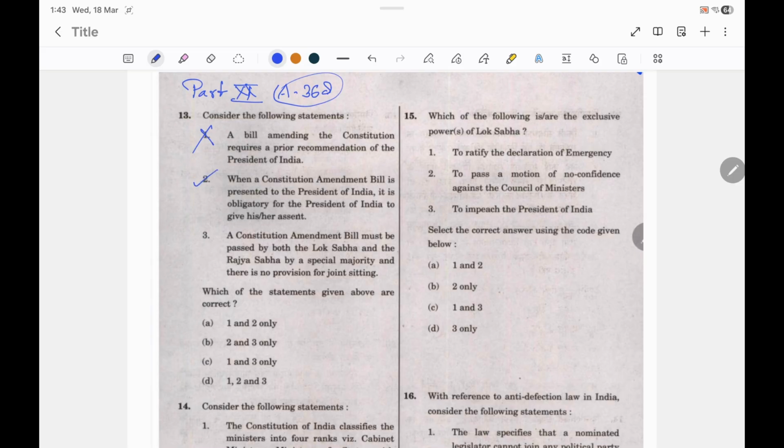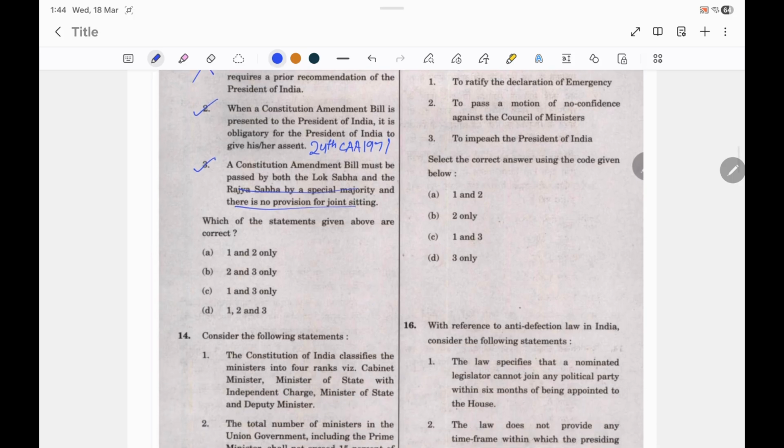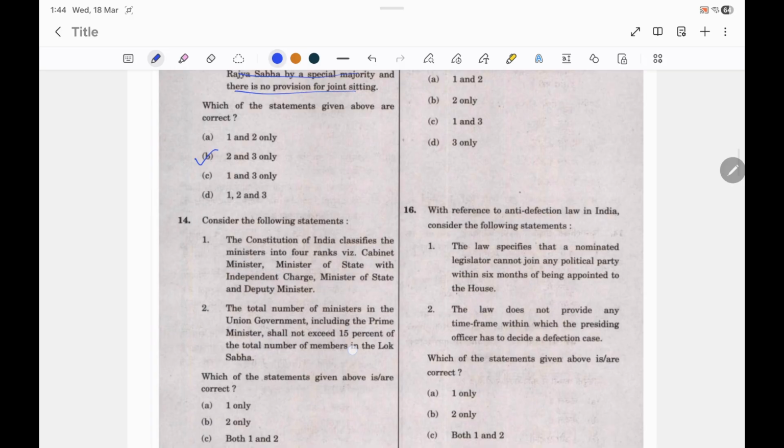This is true. But this was not originally part of the constitution. It was added by the 24th Constitutional Amendment Act of 1971. A constitutional amendment bill must be passed by both Lok Sabha and Rajya Sabha by a special majority, and there is no provision for joint sitting. This is correct, and this is also correct. Constitutional amendment bill is passed by a special majority of members present and voting. Hence, the answer will be option B. That is, 2 and 3 are correct.